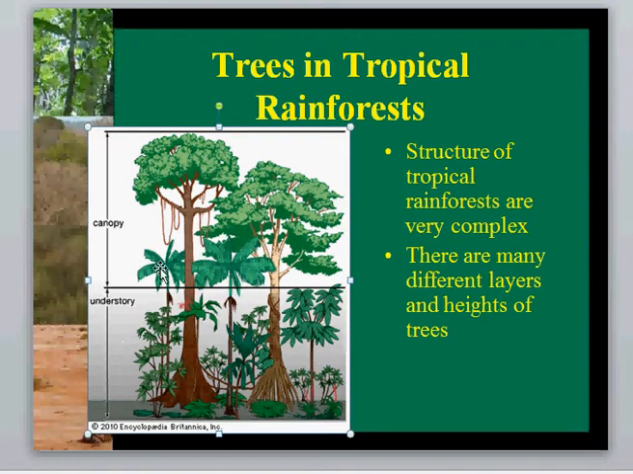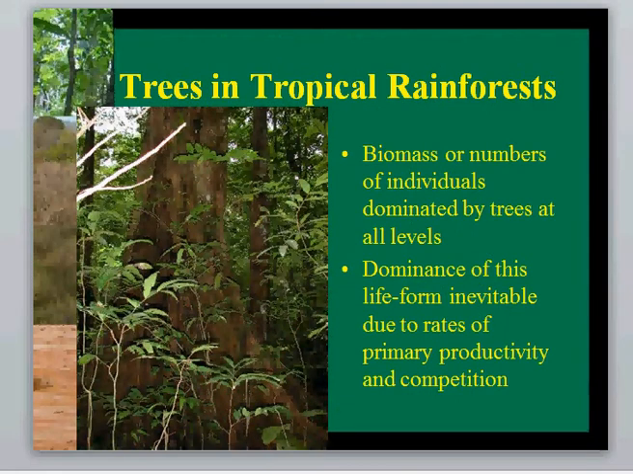So the end result is a very chaotic and unstructured canopy, many different heights, and that really does aid in niche packing and supporting many different species. So trees dominate the biomass, dominate the structure, dominate everything in a tropical rainforest. Actually, not quite everything, but trees are the main feature of a tropical rainforest.